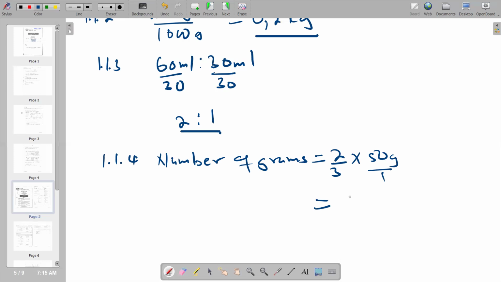So if you simplify it further, you'd see that you're going to get 33.33. Obviously, this is two decimal places. If you round it off to two decimal places, you get 33.33 grams. So basically, that's what we have for 1.1.4.